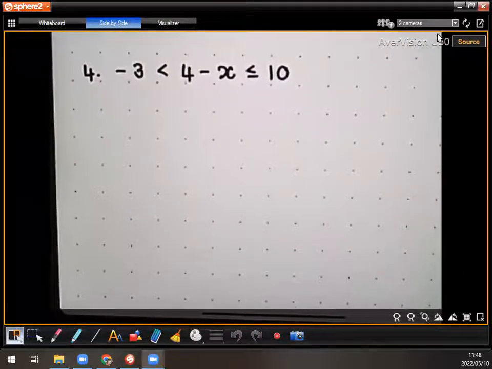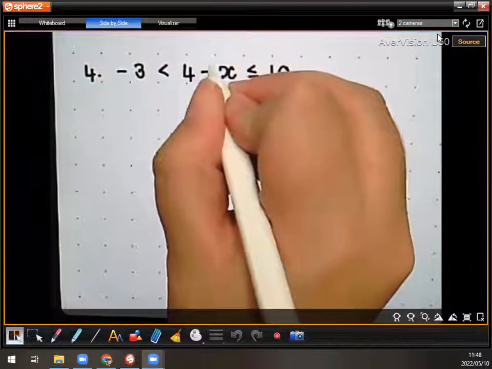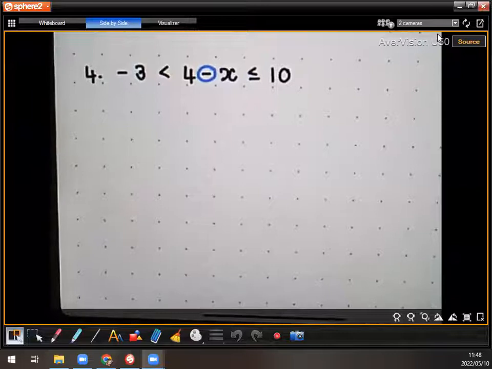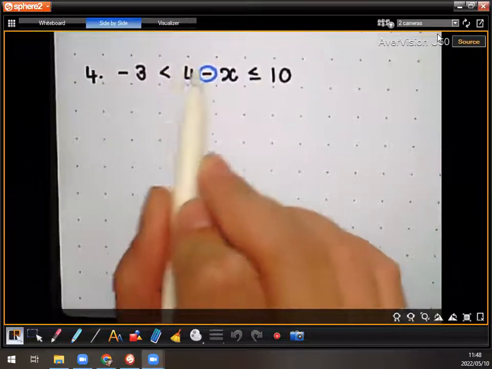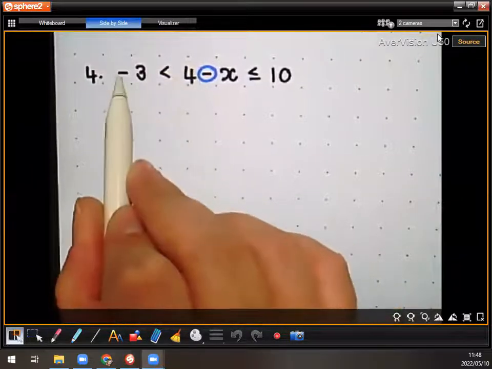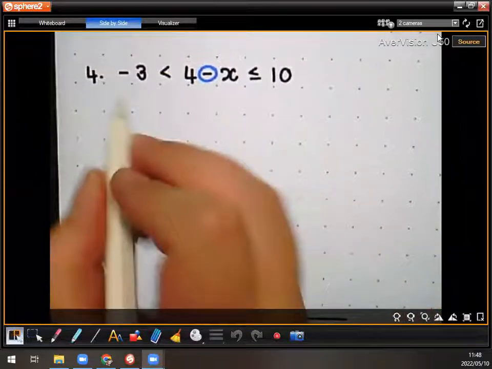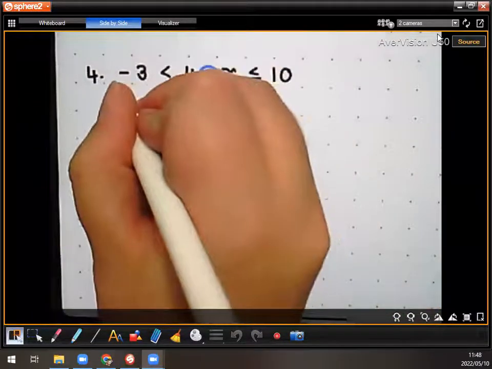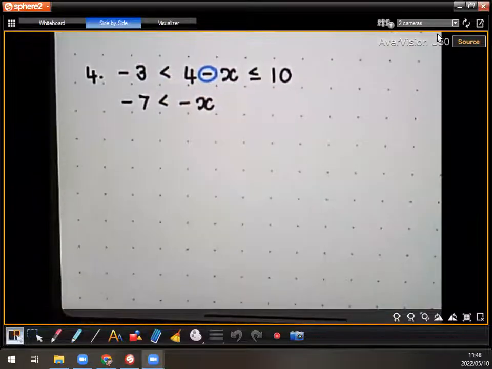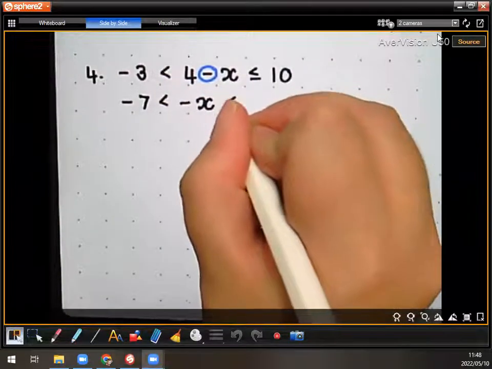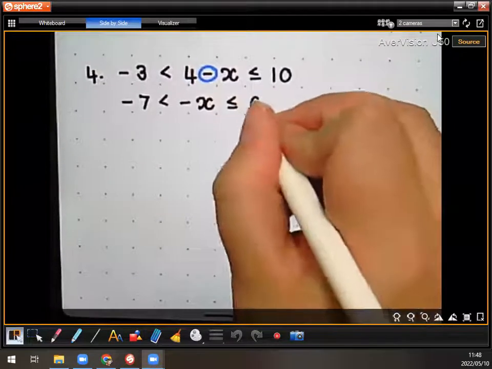Okay, guys, we are again solving for x. The important thing to note here though is that x is negative. So in our final step we are going to have to think about swapping signs, but we'll cross that bridge when we get to it. This 4, when I move it up, I'm going to subtract 4 from both sides. So what's -3 - 4? -7. I'm left with a negative x in between there. What is 10 - 4? 6.